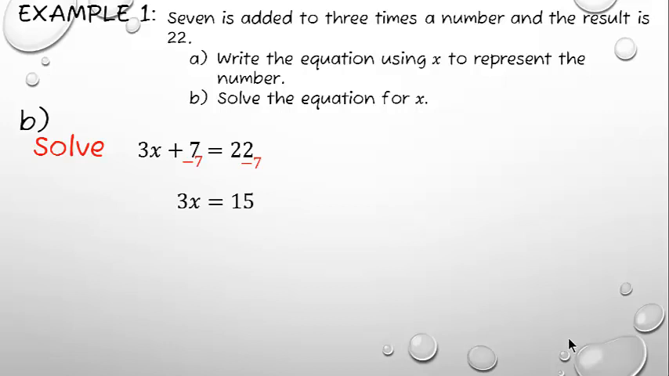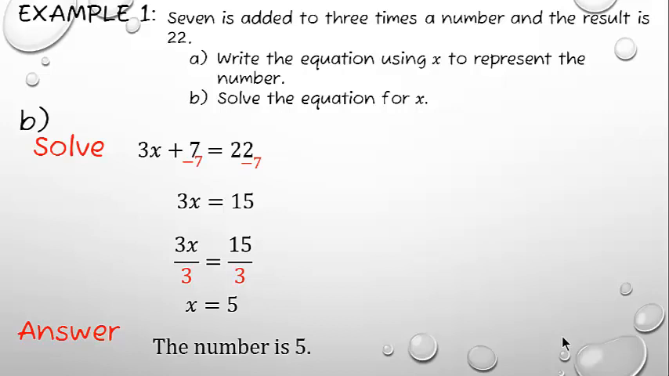Okay, 3 times x, so the opposite is dividing. So let's divide both sides by 3 and we end up with x equals 5. Okay, let's write our answer. So we've got x equals 5. The number is 5. It doesn't have to be a long-winded answer. It just has to be a full sentence and answer the question. Finally, we need to check our answer. So we have 7 is added, so 7 plus 3 times the number, which is 5, so 7 plus 15 is 22. So we've got that one right.